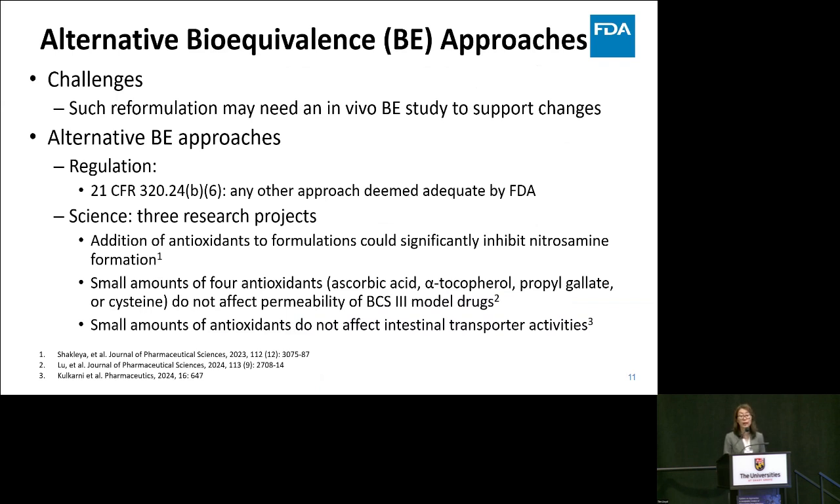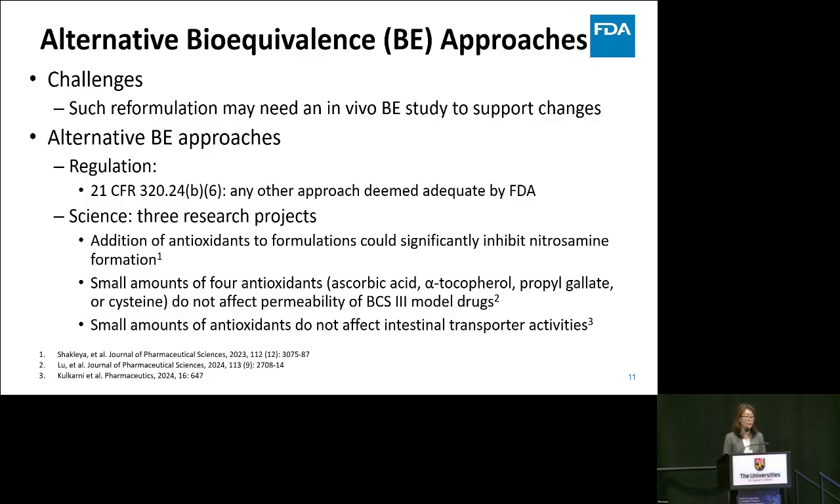FDA recommended alternative bioequivalence approaches for the reformulated drug products. According to the current SUPAC guidance, adding this antioxidant or pH modifier into the drug products belongs to level 3 changes. That is the challenge, because for level 3 changes, an in vivo BE study is generally needed to support this change. But the regulations provide the types of acceptable evidence and available approaches to establish BA and BE, including the one listed here, defined in 21 CFR 320.24(b)(6), any other approach deemed adequate by FDA.